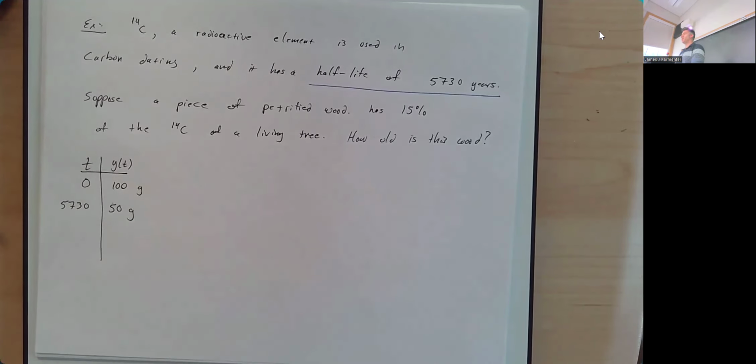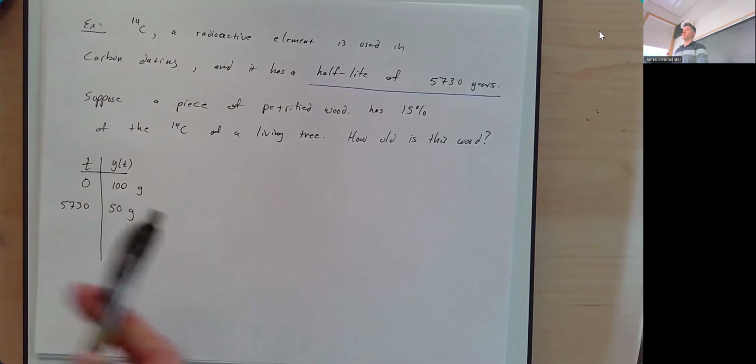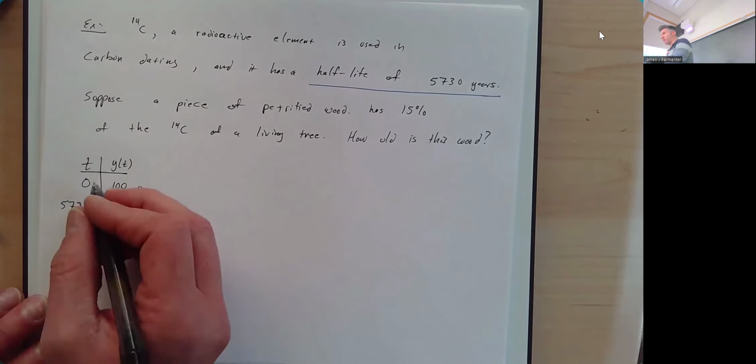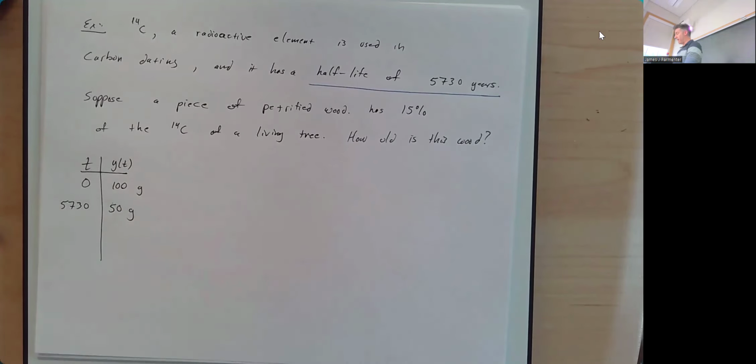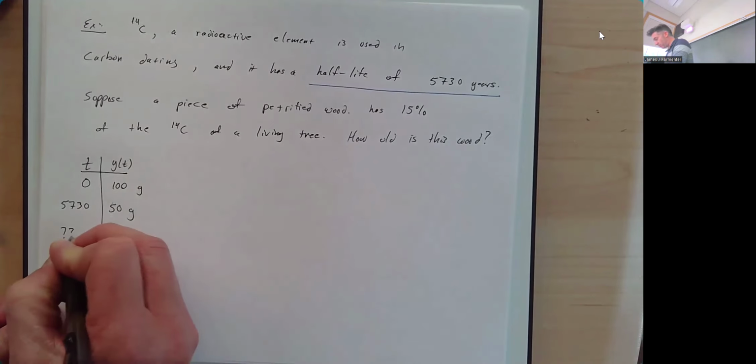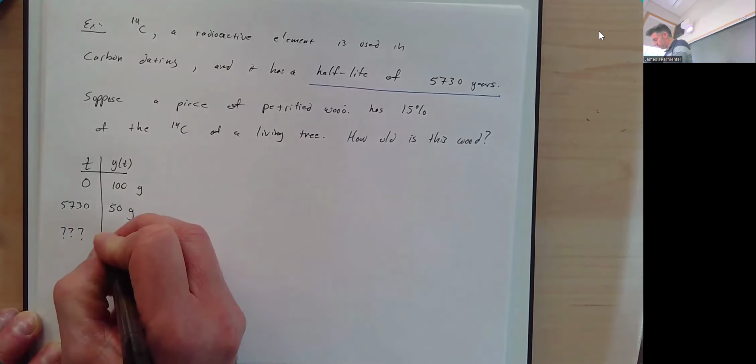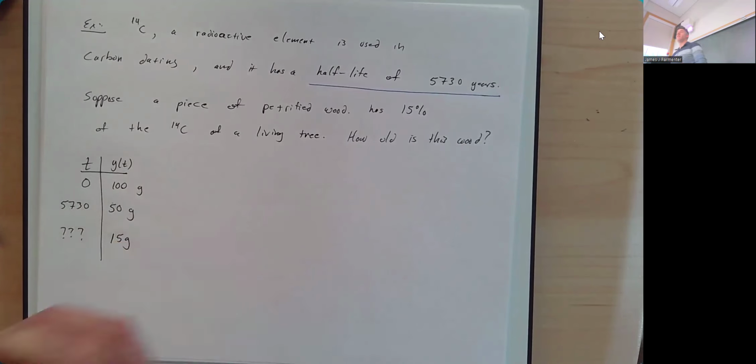Whenever I'm doing exponential growth or decay, I always make this little table. I find it super useful. I also like to write in there the question, meaning they're asking me how long, so what time is it? We're trying to figure out what time it is when we get down to how many grams? 15, because 15 grams is 15% of 100 grams. That's why I chose 100, because it's easy to take percentages of.